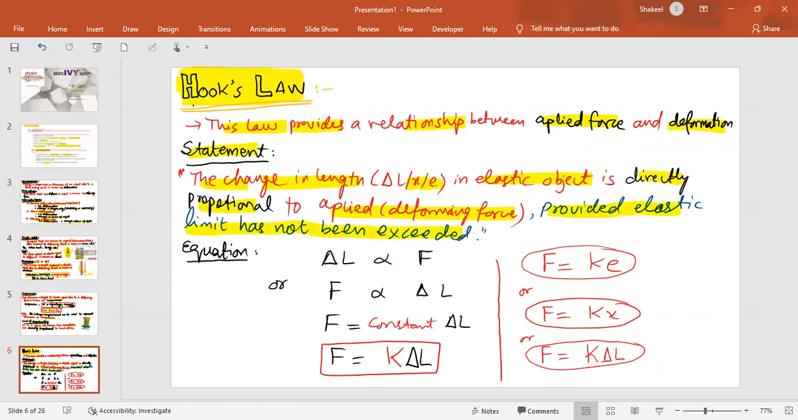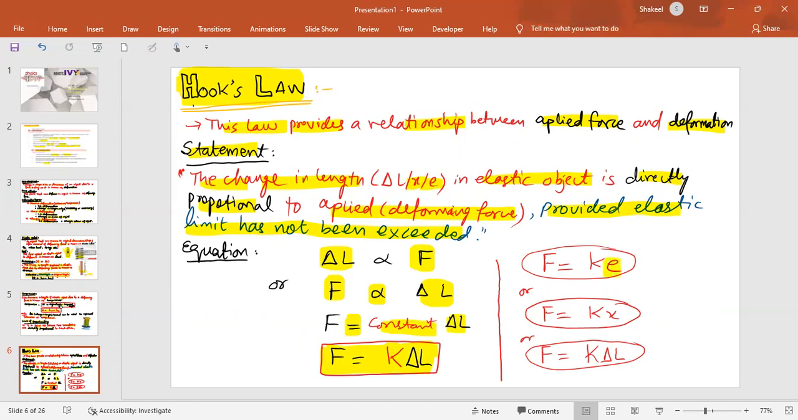Like you don't have to apply too much force so that the object exceeds its elastic limit and it cannot get back to original position or it is permanently deformed. So the change in length produced is directly proportional to applied force, or applied force is directly proportional to change in length. When you convert this proportionality into equality, you have to assign a constant sign over there. And that constant is actually K. So this is the equation for Hooke's law, F equals K delta L.